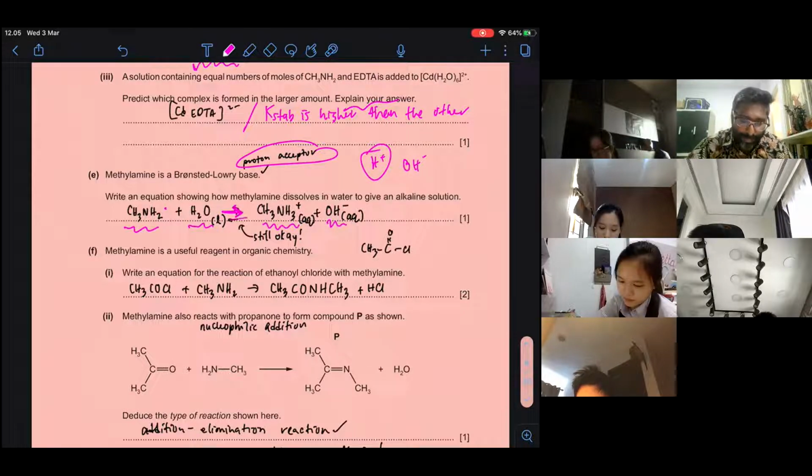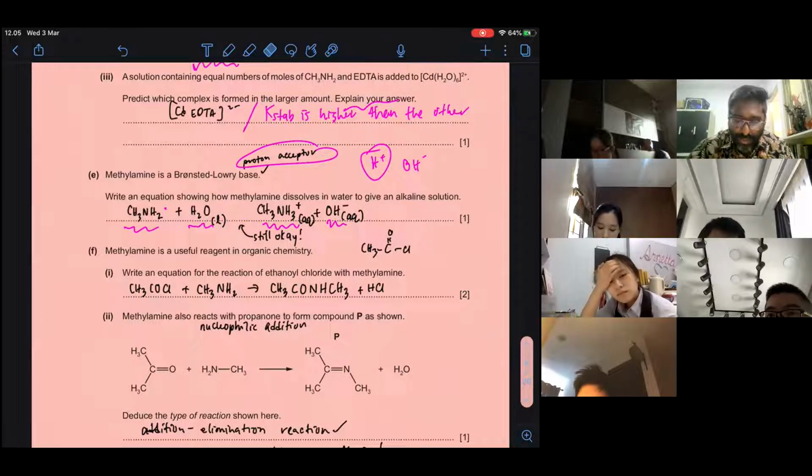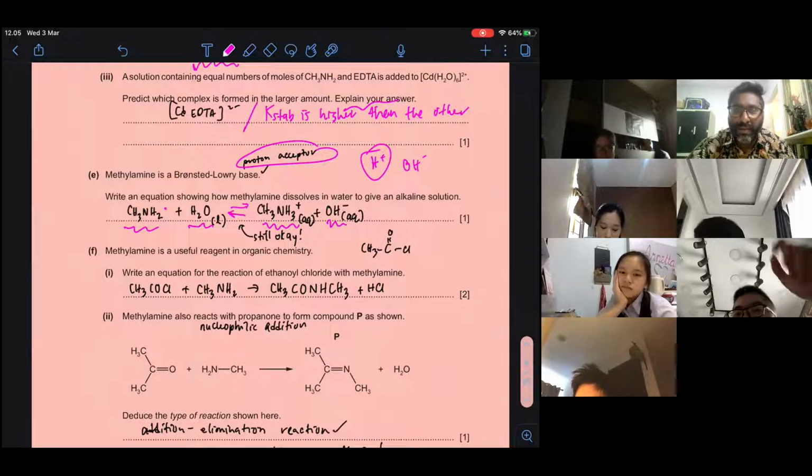Now, initially I put the arrow as a single arrow, but when I checked the marking key, they put a double arrow there. But for me, since they just say write an equation and they didn't mention that the reaction is reversible, there is no way for us to deduce that it's going to be reversible. So if you give your answer without the double arrow, it's still correct. If you want to show it's a reversible reaction, then you include it. But if you give a single arrow, I'm fine with that. You will not be deducted marks.